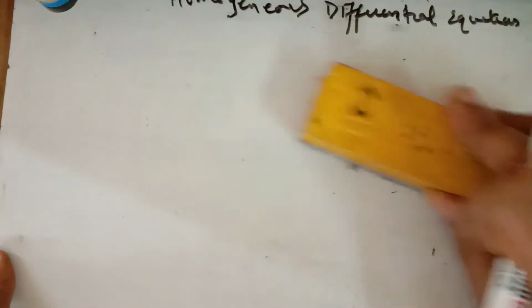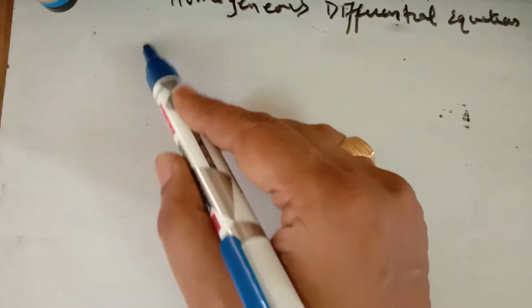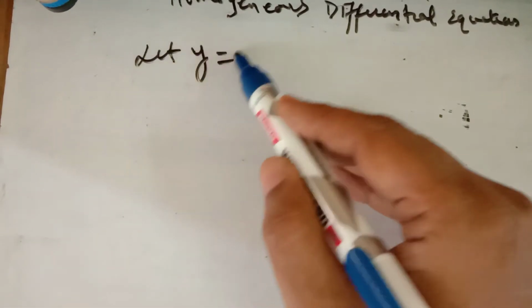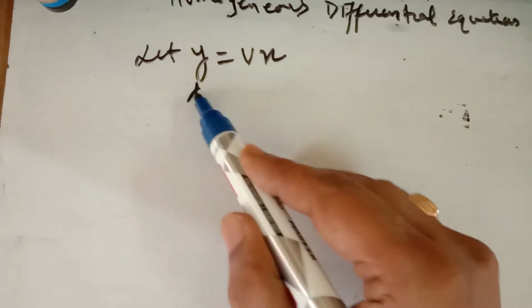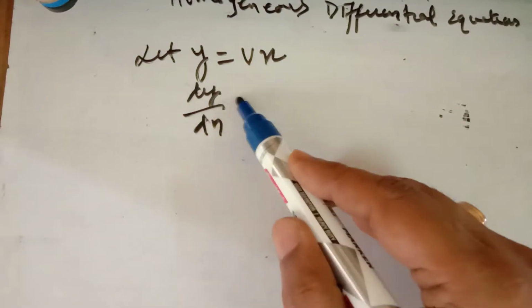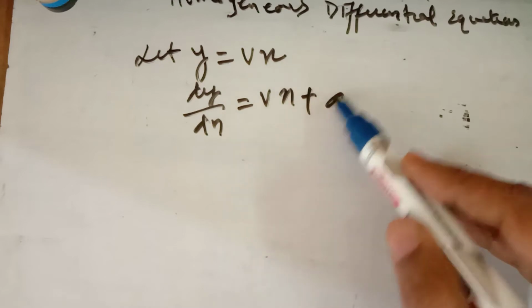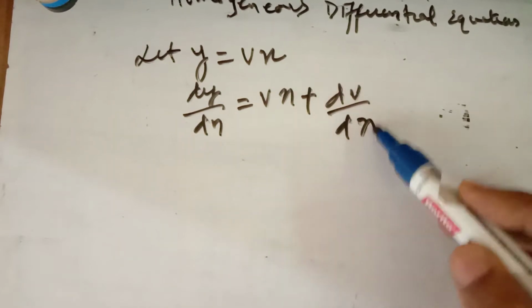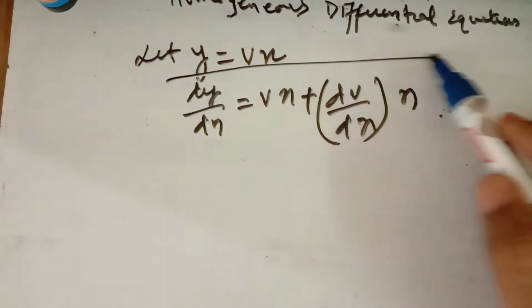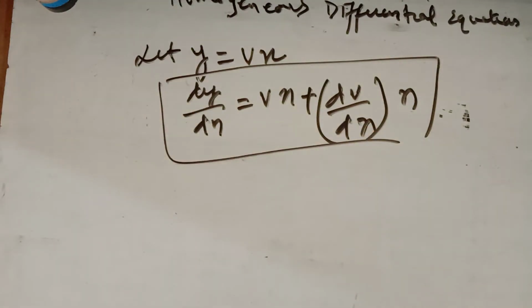Now if you confirm that it is a homogeneous differential equation, then you have to let y is equal to vx, that is dy by dx is equal to v plus x dv by dx. Use the product rule on the right hand side and replace this value in the homogeneous differential equation.